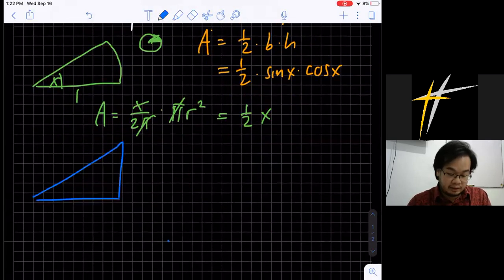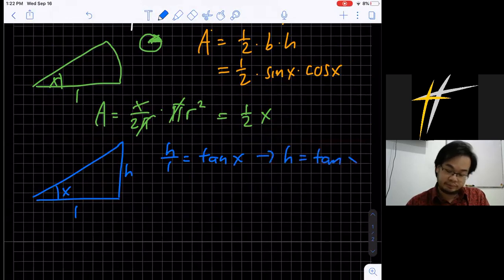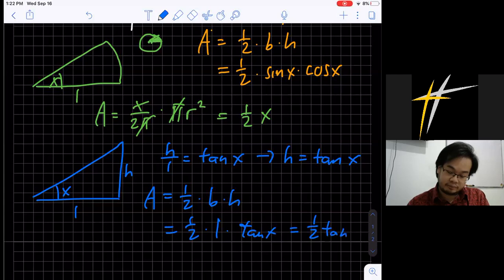Okay, and then how about the blue one? The blue one, this side is 1 and then this is x. Okay, and we need the height, right? So the height over 1 is equal to tangent x, because tangent is opposite over adjacent. So h is equal to tangent x. So the area of the blue one is equal to half times base times height, which is half times 1 times tangent x. So it's equal to half tangent x. So now we all have the area of each color.